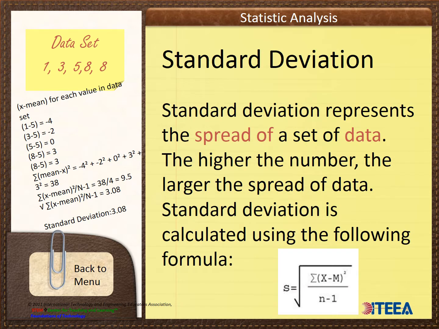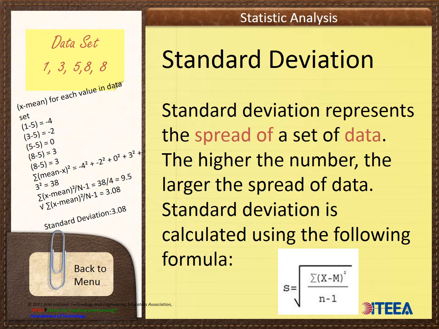The standard deviation. This is the spread of the set of data. Now, the higher the number, the larger the spread. So you've got your figures here, and then you go to some numbers here, then you jump to some more numbers over here. And when you've got that long set of numbers, then it will determine what your value is. The higher the number, the larger the spread of data.